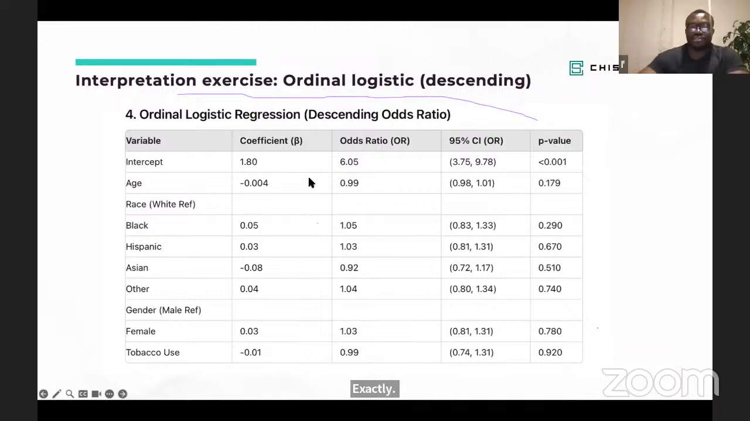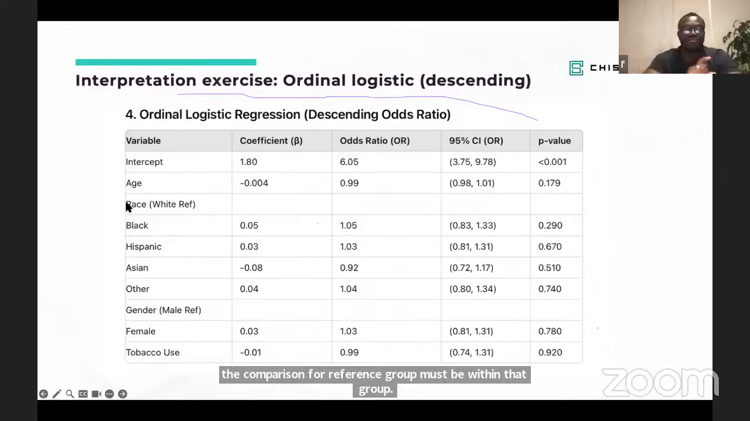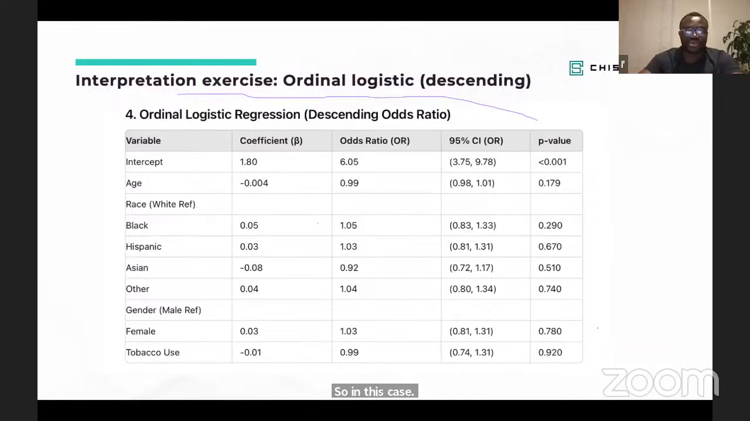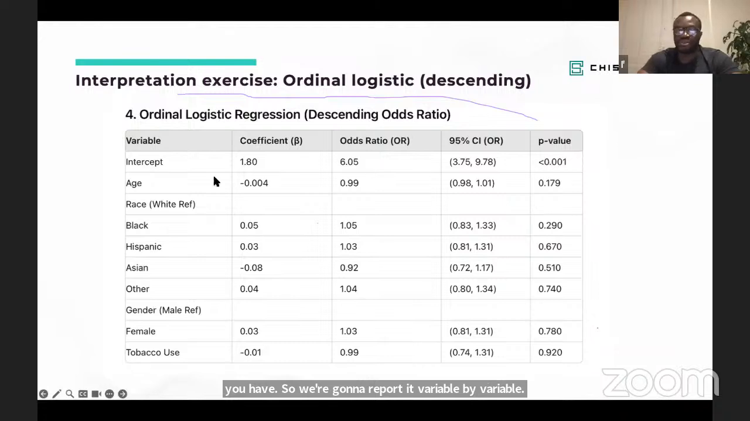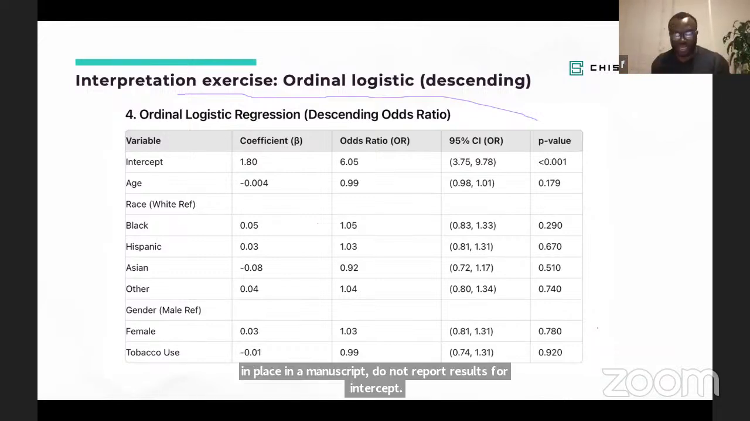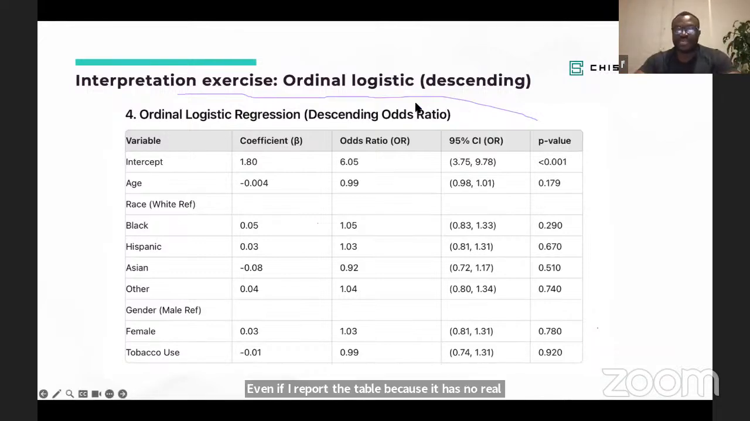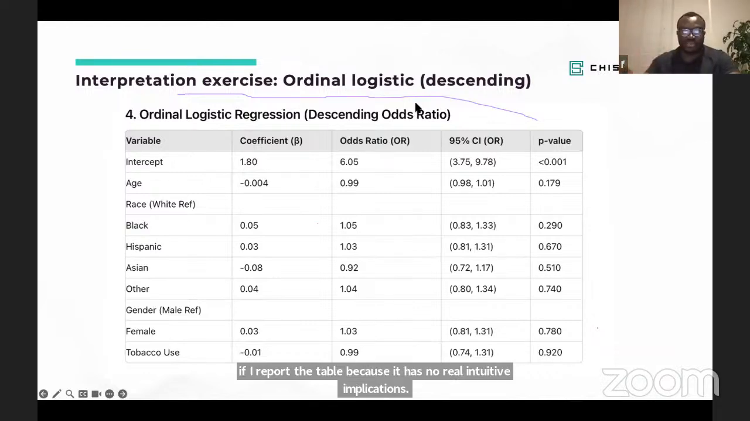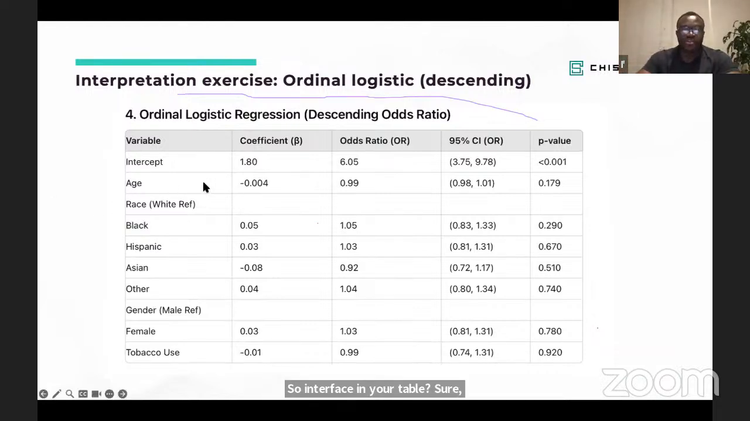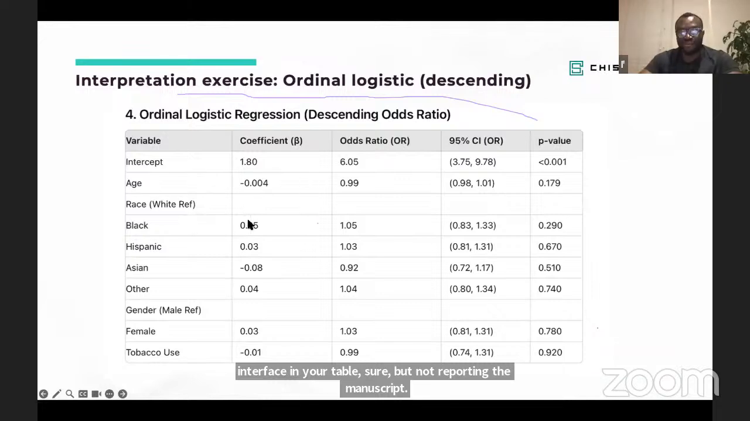Okay. So the comparison to the reference group must be within that group. We're going to report it variable by variable. In this case, we're going to take age. When you're reporting, please in your manuscript, do not report results for the intercept, even if you're reporting the table, because it has no real world intuitive implications. The intercept is in your table, sure, but don't report it in the manuscript.